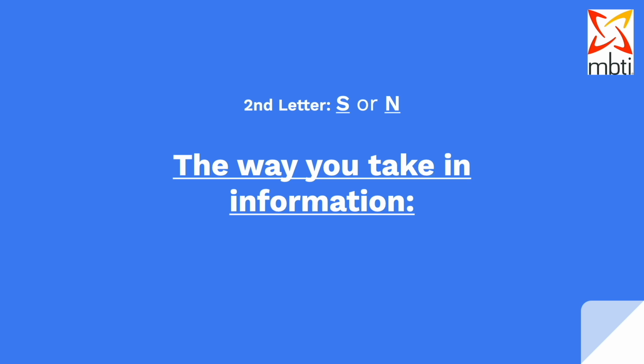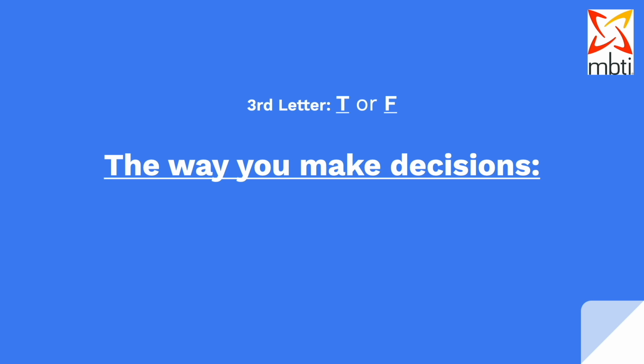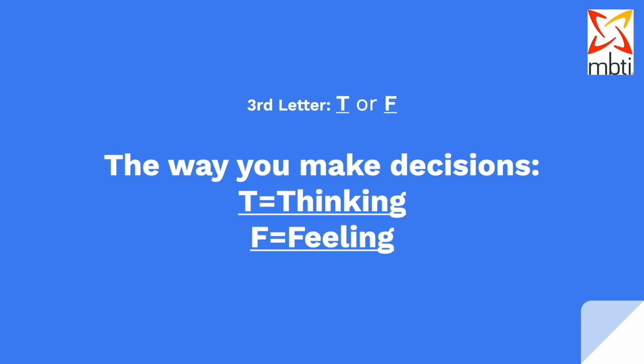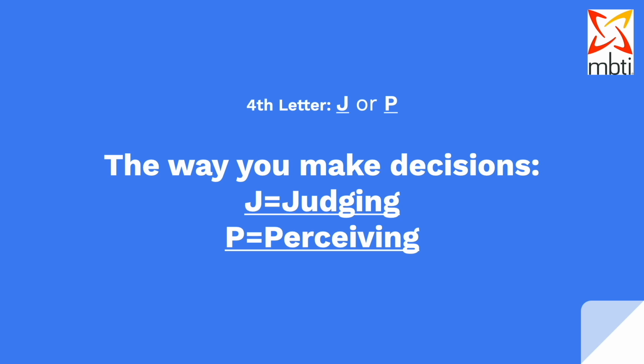Now the second letter is either going to be an S or an N, and this represents the way you take in information. So you're either going to be an S, which relates to sensing, or N, which means intuition. Now the third letter is going to be either T or F. This is all about the way that you make decisions. You're either going to be T, which is thinking, or F, which is feeling. And the last letter is going to be a J or a P, and this is about how you deal with the world. You're either going to be judging or perceiving.